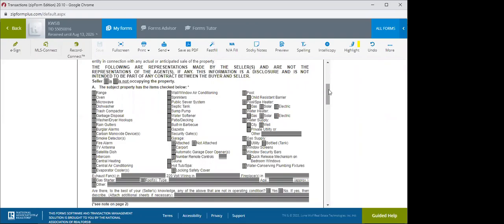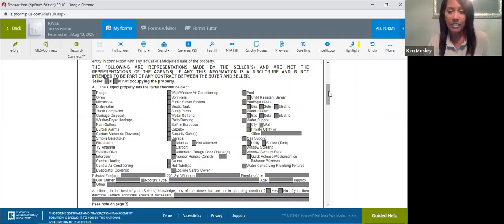I think that's pretty much it, unless you guys have more questions. Just pay close attention to paragraph 10, and just know that you cannot waive the disclosures. Okay?